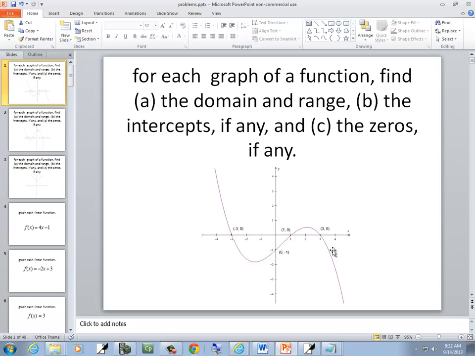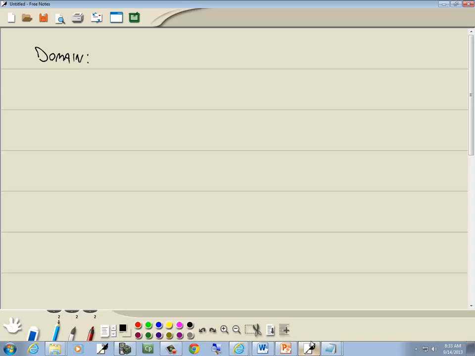Now my x values on this side, as it's going down, it's slowly going to the right, and it keeps slowly going to the right forever, so it's going to positive infinity.